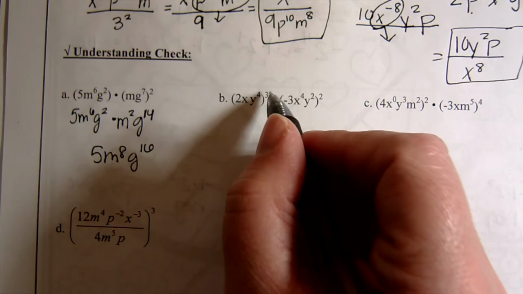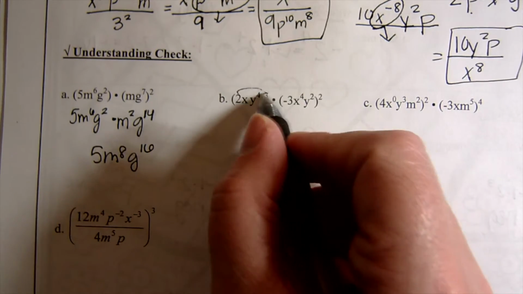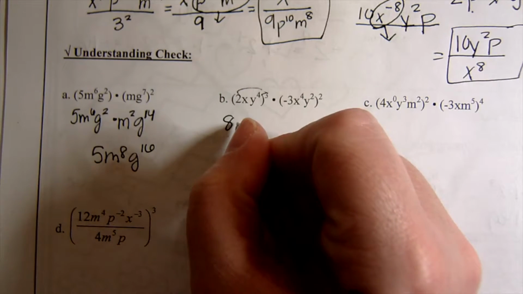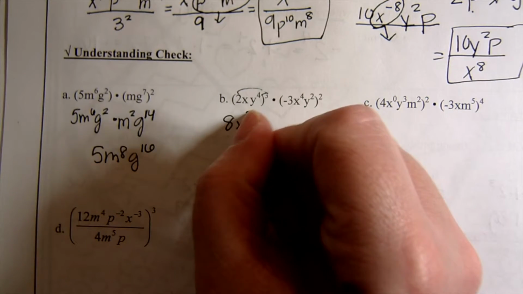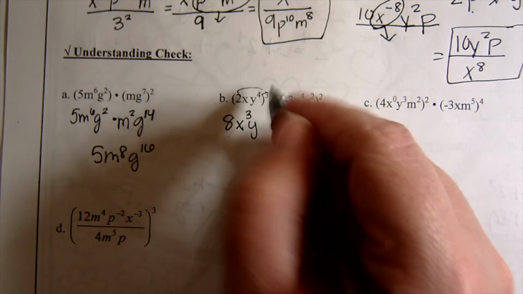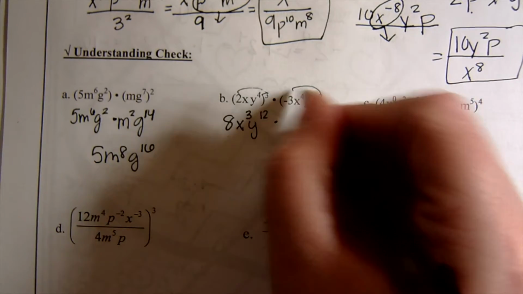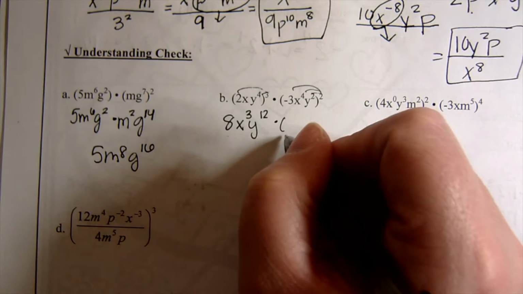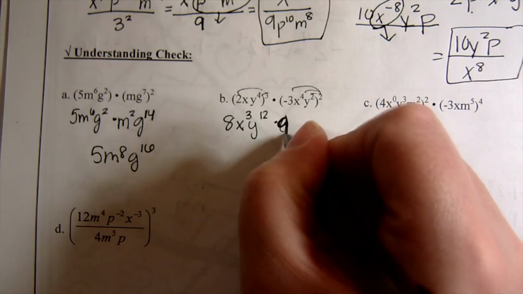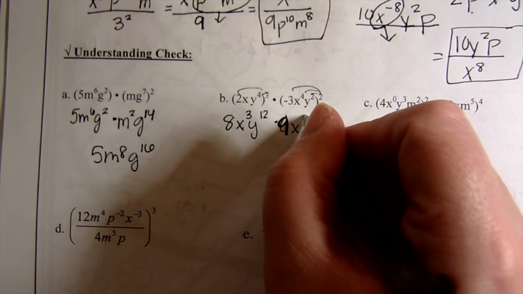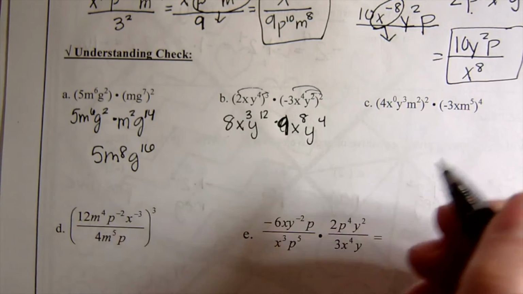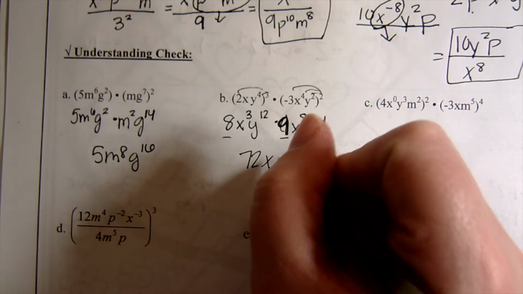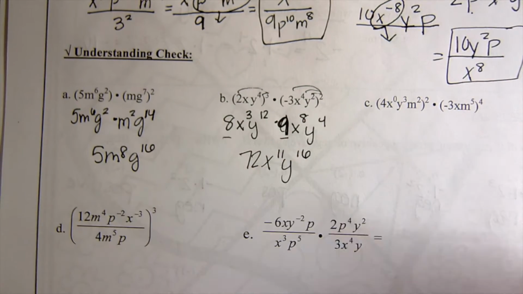B, we need to take this cubed and put it on everything in the parentheses. So what is 2 cubed? 8. And then x to the 3rd, y to the 12th, times, we put the square on everything in the parentheses. So negative 3 squared turns into? 9. X to the 8th. Good. Now combine 8 times 9. 72. X to the 11th, y to the 16th. Good.